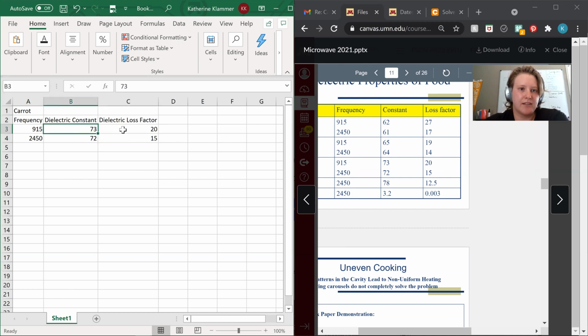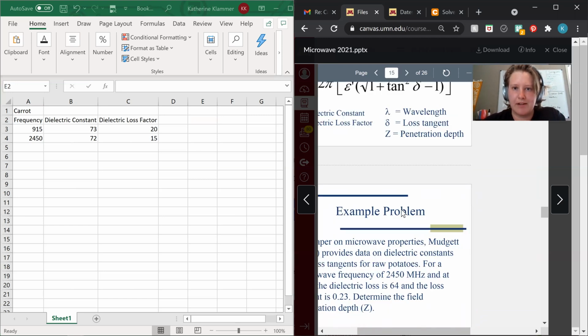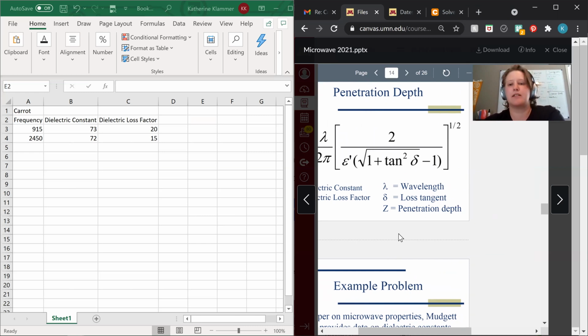And I think he covered this in class, but the dielectric constant is the ability for the food to absorb the energy, and then the dielectric loss factor is the ability for the food to disperse that energy throughout the rest of the food. And that's important when trying to measure the penetration depth of the microwave. So the equation you're going to be using is, I wish I had a way of writing it up, but I think it might be in here. Yeah, okay. So Z is the depth, lambda divided by 2 pi, and then that big fun equation.